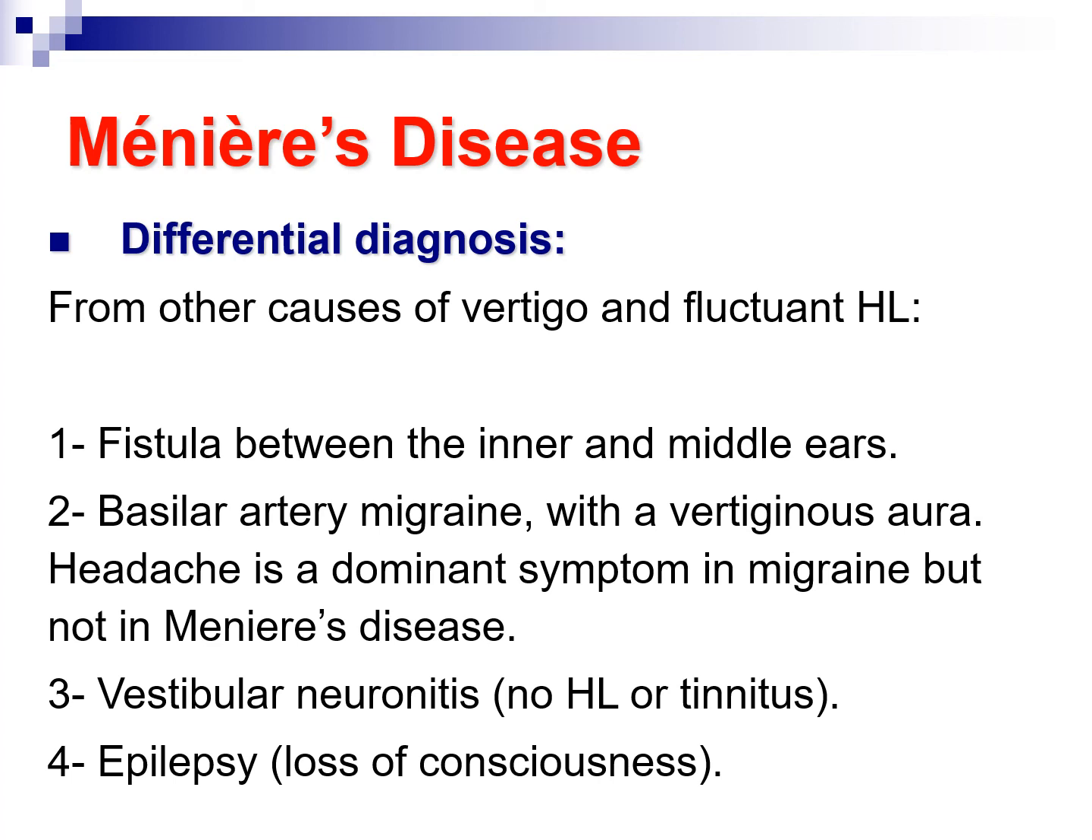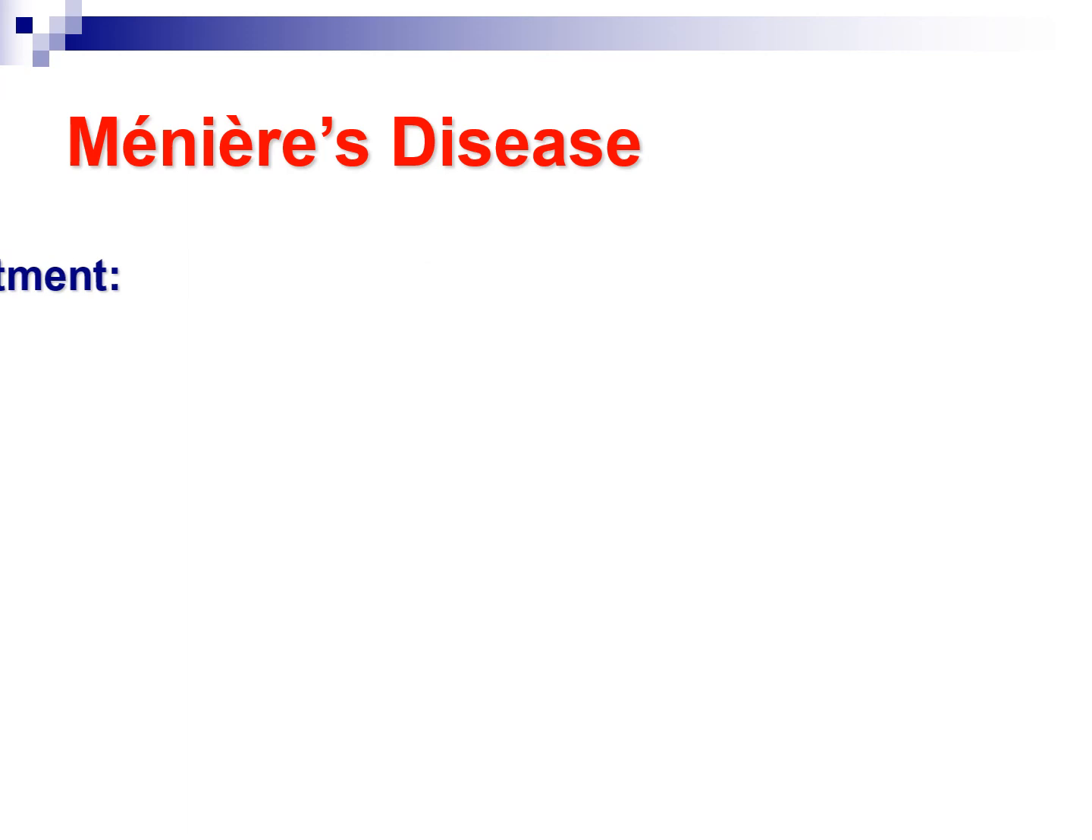All of them cause vertigo with fluctuant hearing loss. First of all is the labyrinthine fistula, which is a fistula between the inner and the middle ear. This patient normally experiences vertigo and fluctuant hearing loss. Then basilar artery migraine with a vertiginous aura: the headache is the dominant symptom in migraine, but not in Meniere's disease. Vestibular neuronitis, in which there is no hearing loss and no tinnitus. And epilepsy, in which loss of consciousness is quite a characteristic symptom.